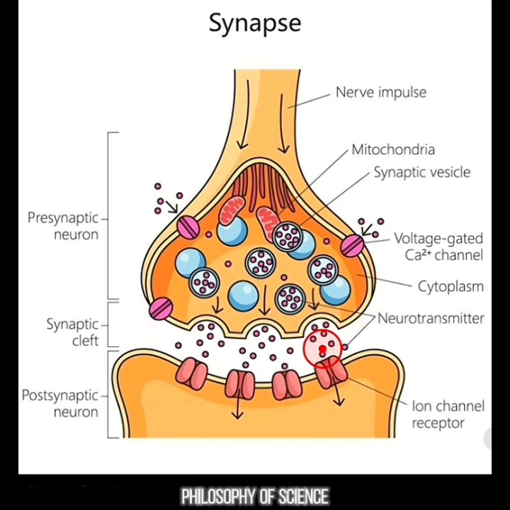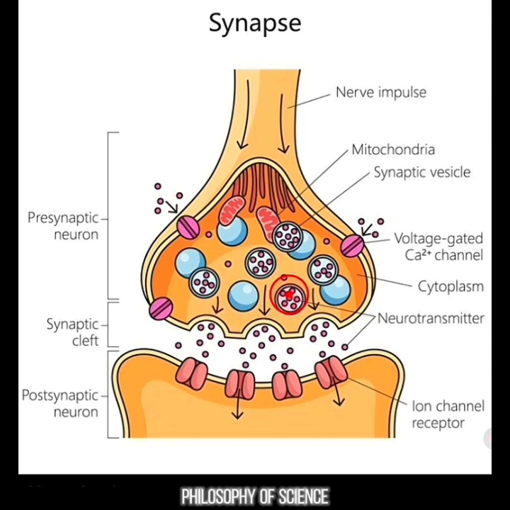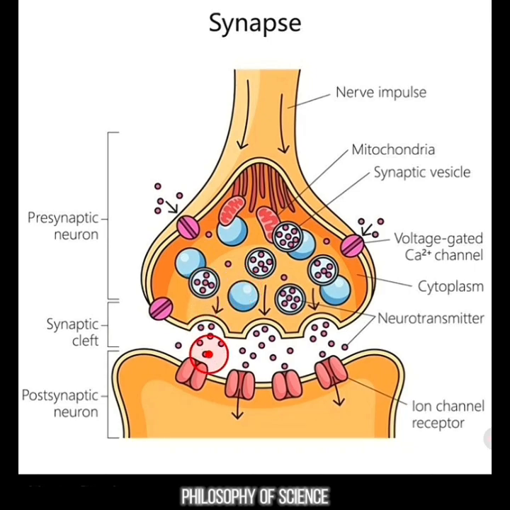Let me explain. When the Ca2+ enters the presynaptic neuron, these blue structures are called synaptic vesicles. They are like bags that contain these pink dots. These pink dots are called neurotransmitters. When the calcium enters, these synaptic vesicles will bind to this membrane right here, and the neurotransmitter will be released into the synaptic cleft. After that, there is the release of neurotransmitter.